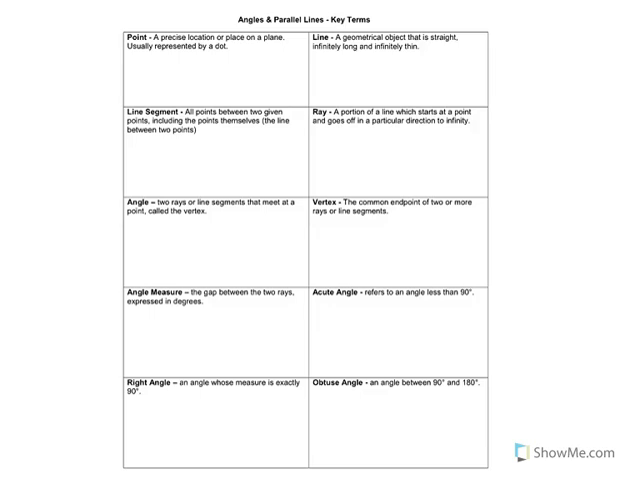Okay, for this unit we have a lot of different key terms for angles and parallel lines, so I'm just going to go through each of these terms. So a point is a precise location on a plane, usually represented by a dot. So we would draw a point.